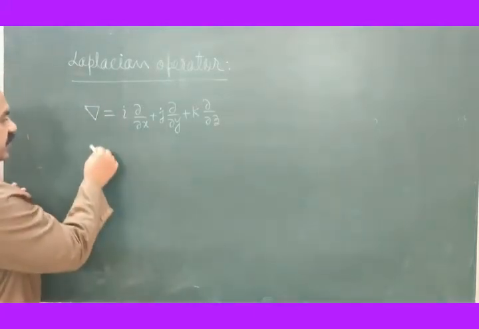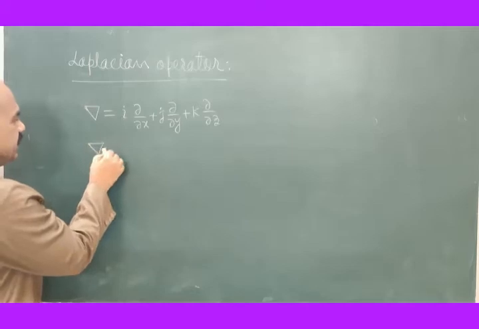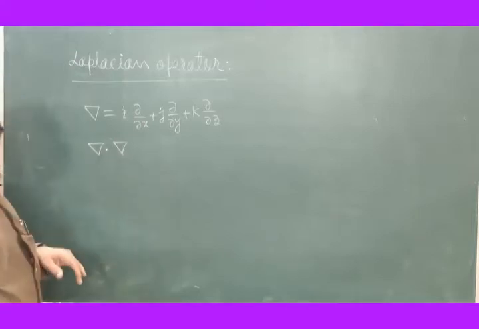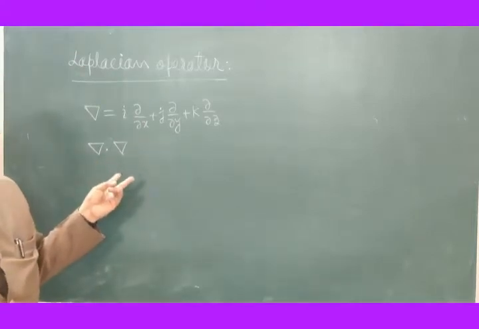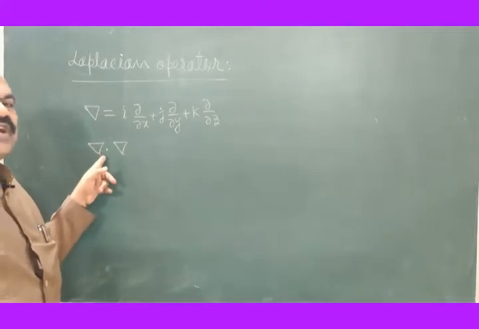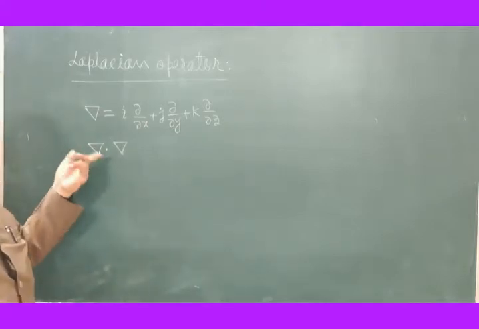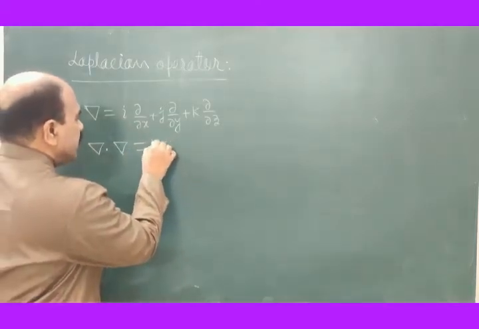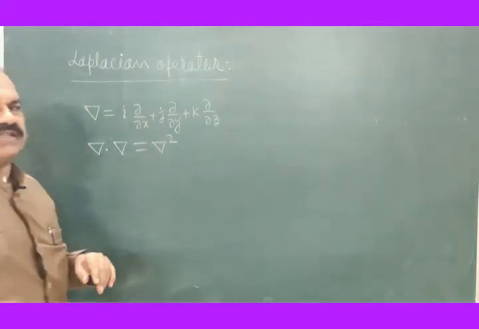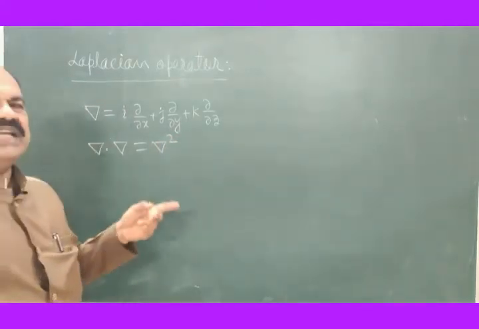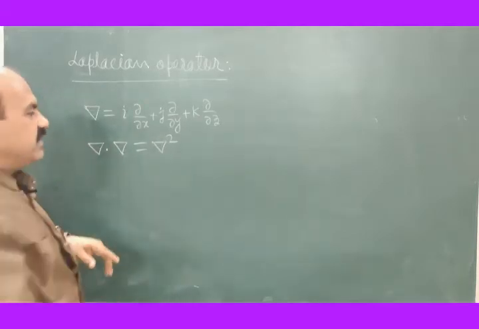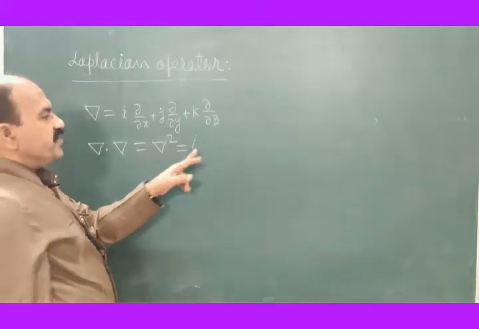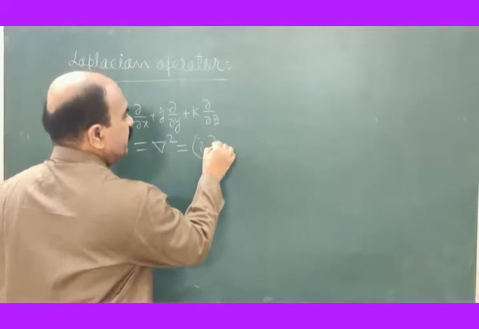The Laplacian operator is obtained if we take dot product of 2 vector differential operators, del dot del, and this del dot del is written as del square. Del dot del is written as del square, and for this del use this bracket and write it here.